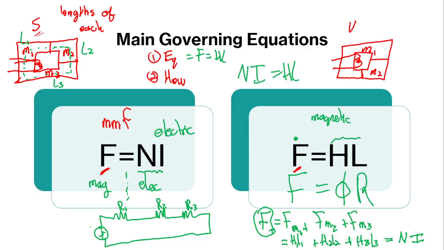Those three equations are basically the backbone of the majority of magnetic system questions. If you're doing this one here, based on what she did, you will have to calculate different R's, right?